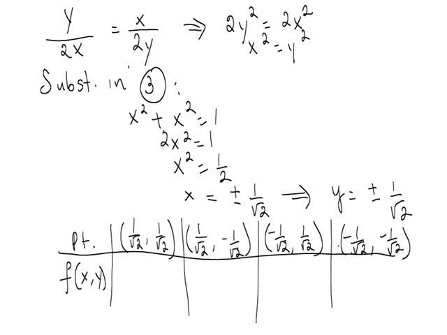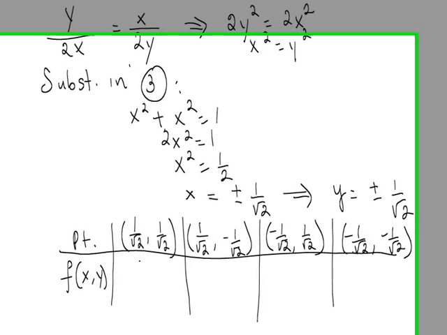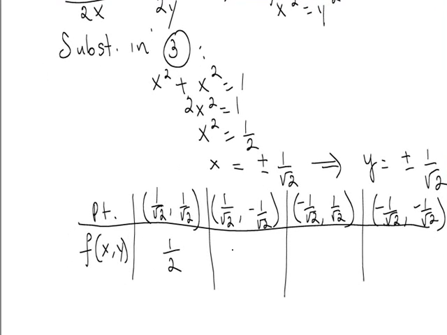Now what's our f again? F of xy is xy, right? So substitute these points into f of xy equals xy, and what do you get? So you just multiply x by y. That's a half, minus a half, minus a half, a half.